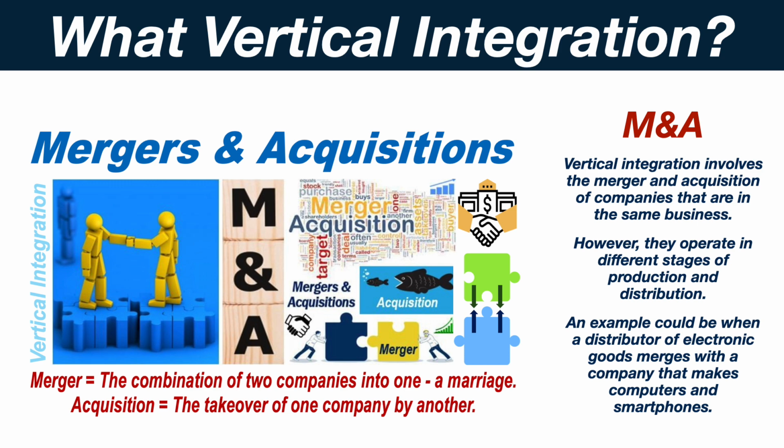Vertical integration involves the merger and acquisition of companies that are in the same business. However, they operate in different stages of production and distribution. An example could be when a distributor of electronic goods merges with a company that makes computers and smartphones.